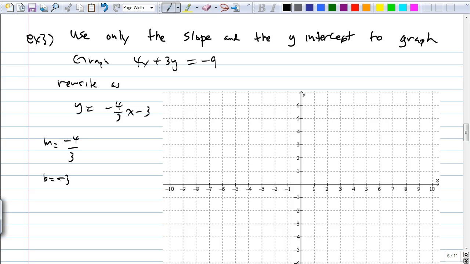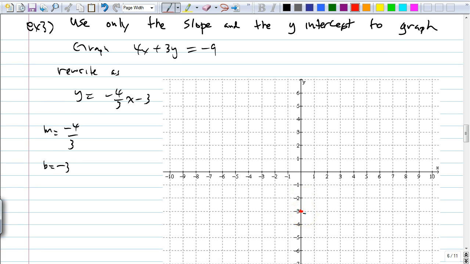Step 1 is to plot what first? The y-intercept. How do I plot the y-intercept? Yeah, (0, negative 3) right there. It's going to hit the y-axis at negative 3, right? Everybody okay with that? Okay, so then we got negative 3 over here. Then what do we do next?